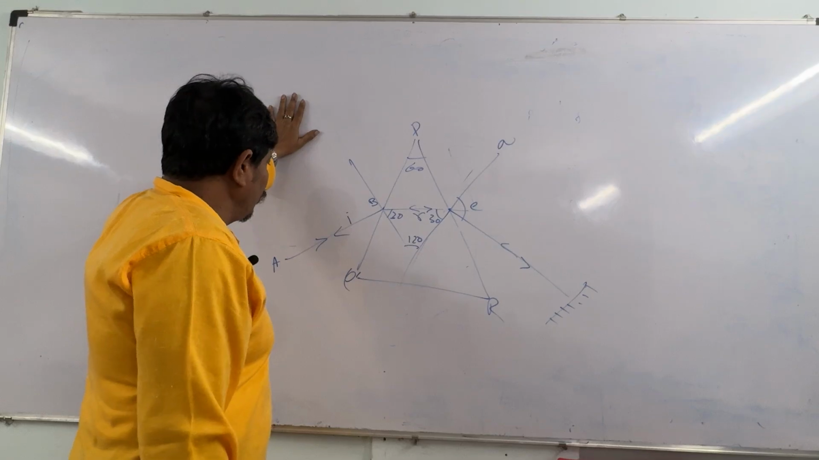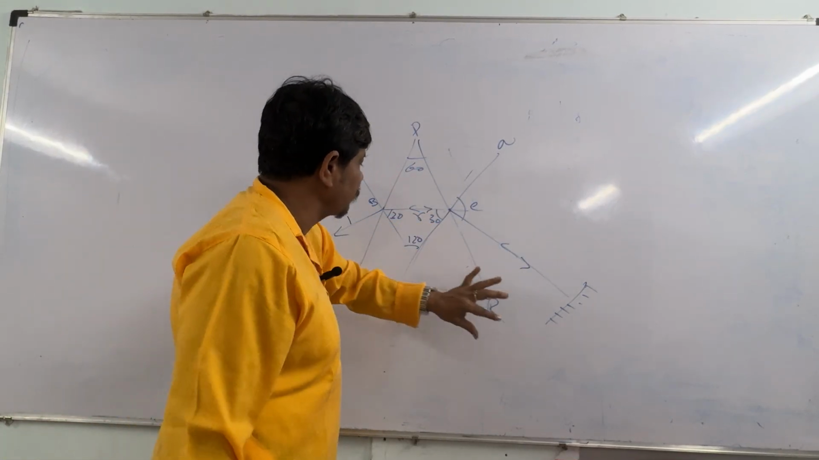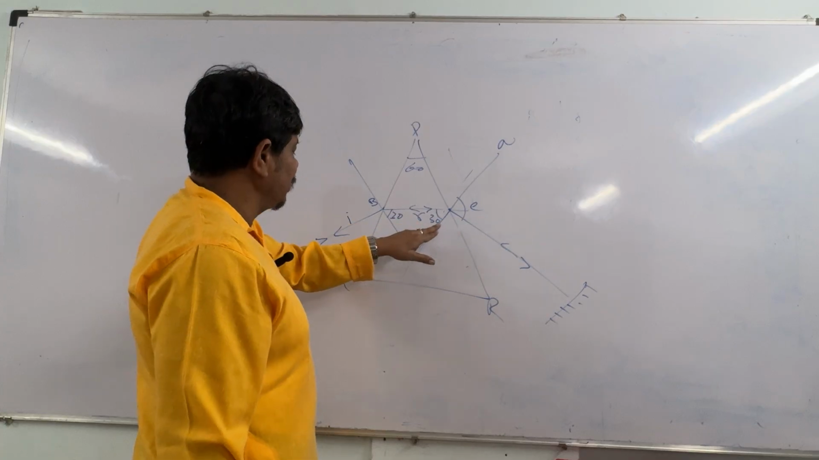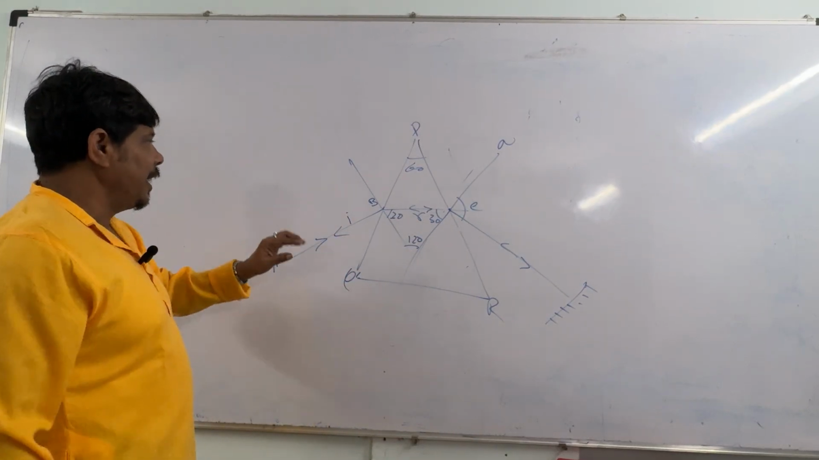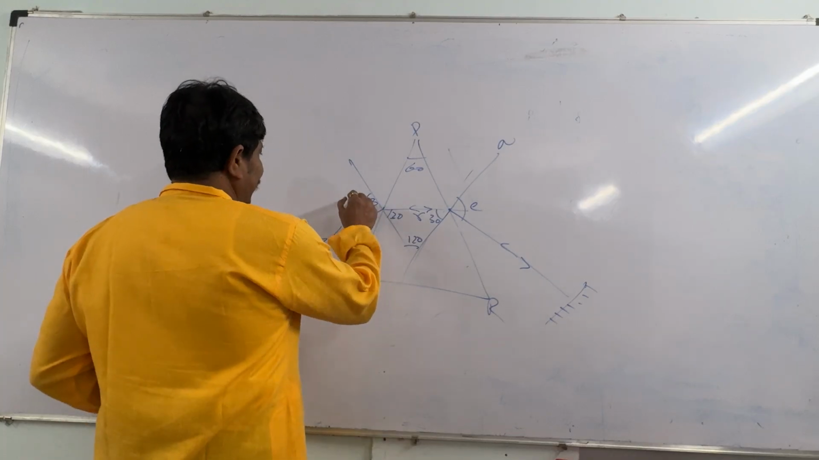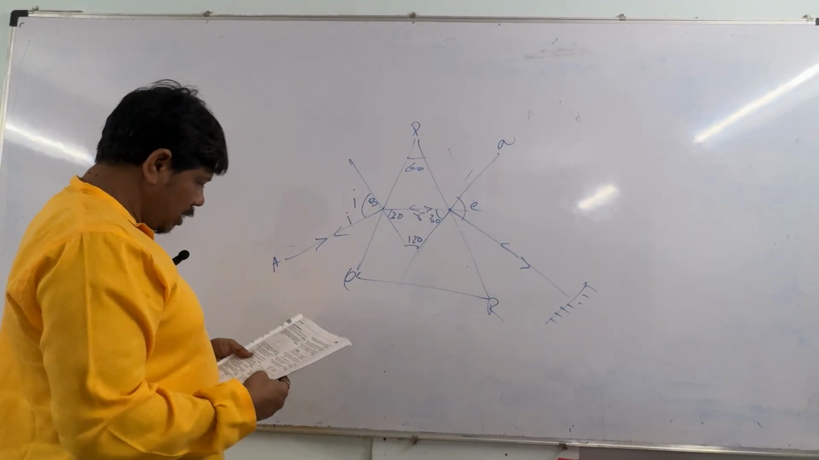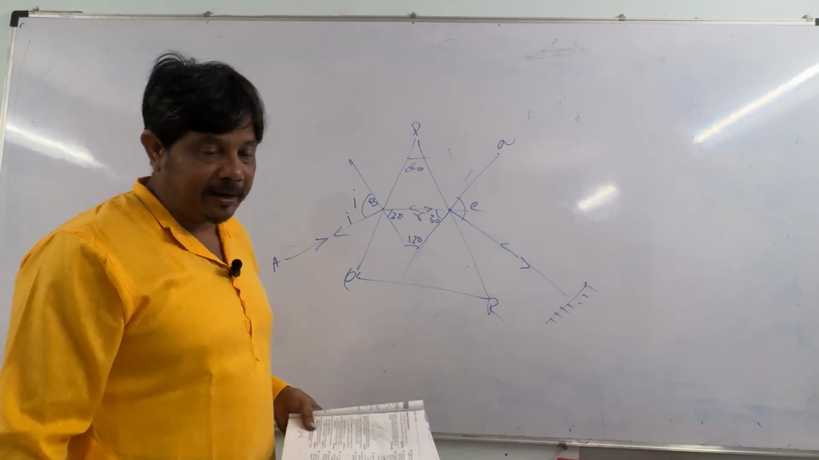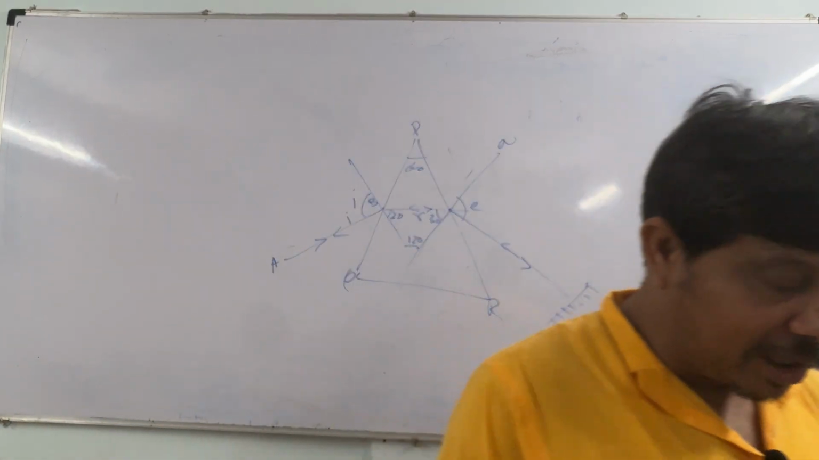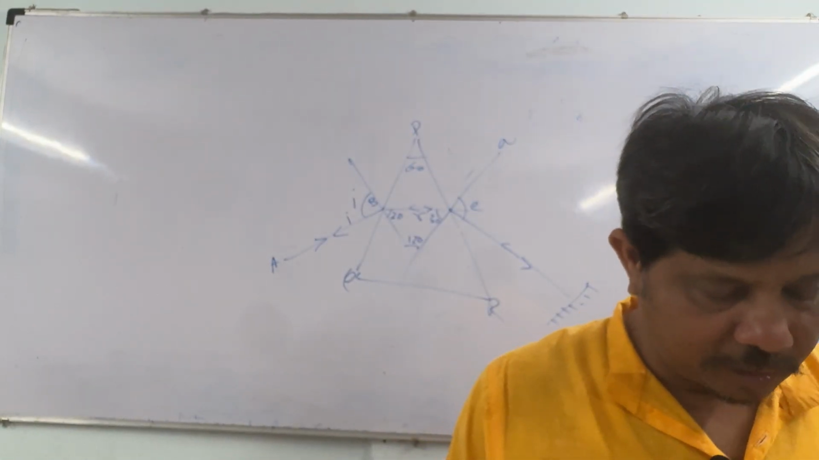So when light travels this way, this is the emergent angle, this is the refracted angle, this is the incident ray, and this is the incident angle. So this is the question: complete the path of monochromatic light. Monochromatic light means light having a single color. Chroma means color, single wavelength.